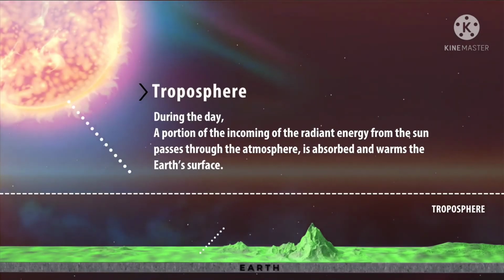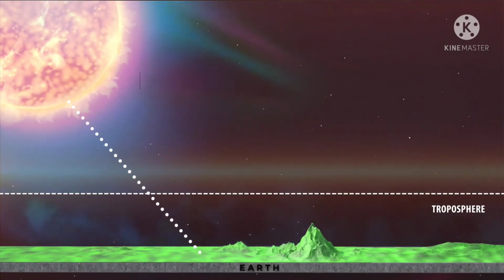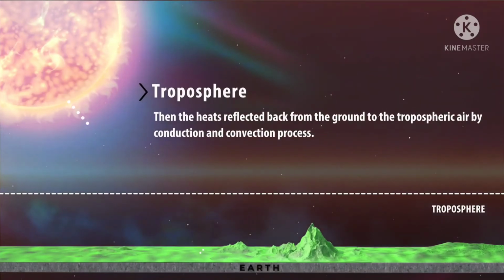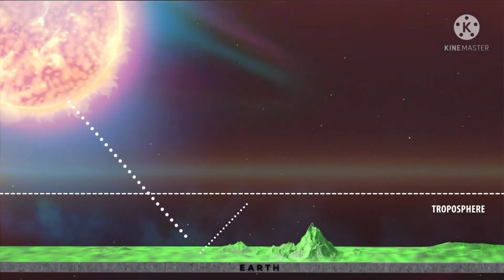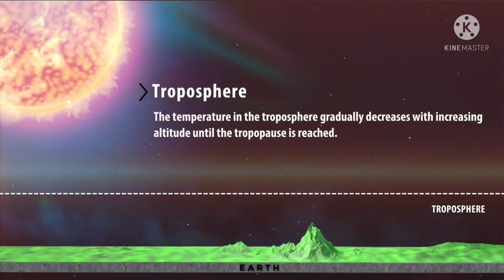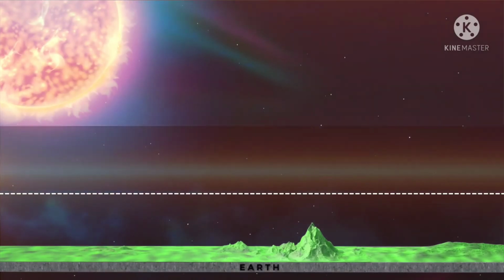In the troposphere, during the day, a portion of the incoming radiant energy from the sun passes through the atmosphere, is absorbed and warms the Earth's surface. Then the heat is reflected back from the ground to the tropospheric air by conduction and convection processes. The temperature in the troposphere gradually decreases with increasing altitude until the tropopause is reached.